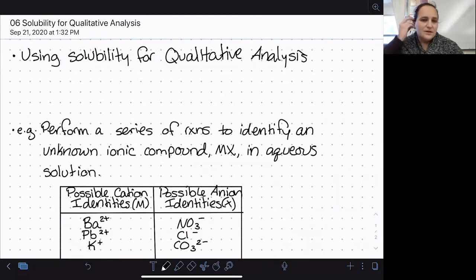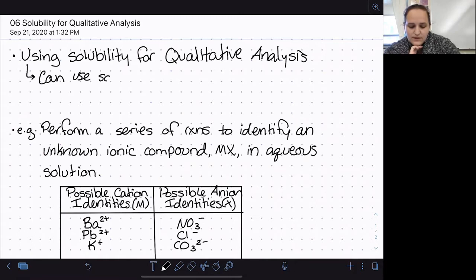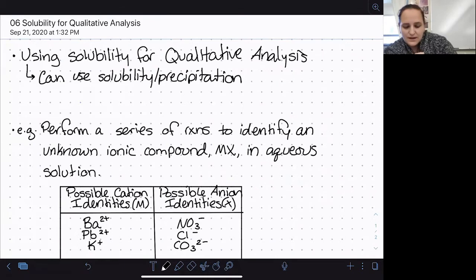So in this video, we're going to talk about why the solubility rules are particularly useful to us. One of the biggest, most important things we can do with the solubility rules is to use this solubility behavior, this idea of when is it soluble, what does it precipitate with, to figure out the identity of an unknown solute.